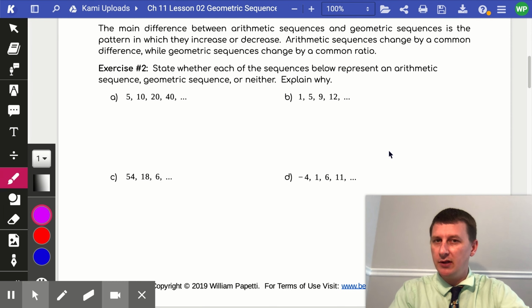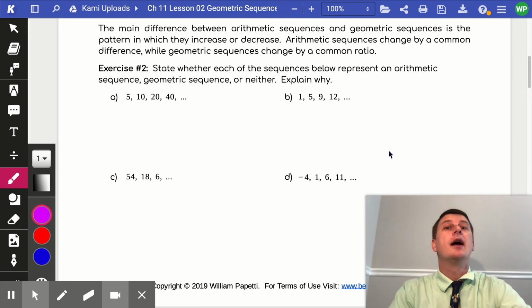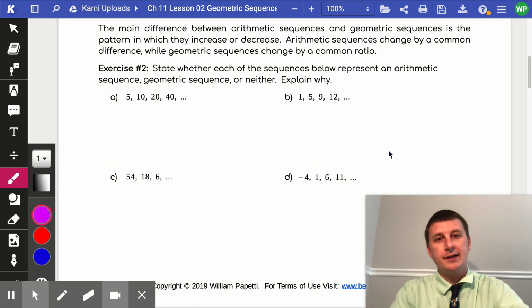Does that sound familiar? Maybe from a previous chapter you've learned in algebra? It should, because when you're adding the same amount over and over and over, that makes you think of a linear function. And what you should think of when you're multiplying by the same amount over and over is an exponential function. So really, an arithmetic sequence is like a linear function, and a geometric sequence is like an exponential function.